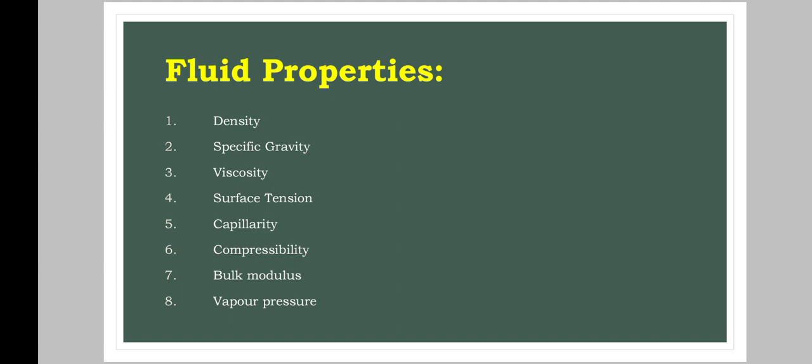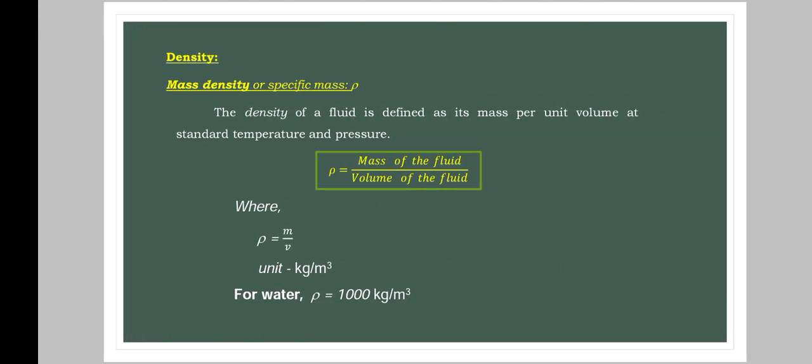At first, these are the 8 things which majorly contribute to fluid properties. The first thing is density, specific gravity, viscosity, surface tension, capillarity, compressibility, bulk modulus, and vapor pressure. We will briefly see each thing one by one.